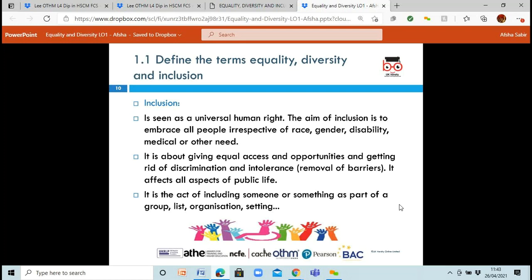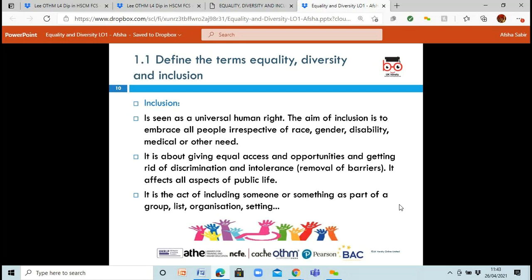So carrying on with this, inclusion is a universal human right. The aim of inclusion is to embrace all people, regardless of their race, their gender, disability, or any medical needs, to give them equal access and opportunities, get rid of barriers, and it's also the act of including someone or something as part of a group or an organization. So inclusion is just to make sure that everybody is included, that everybody is able to access what they need and what their requirements are.